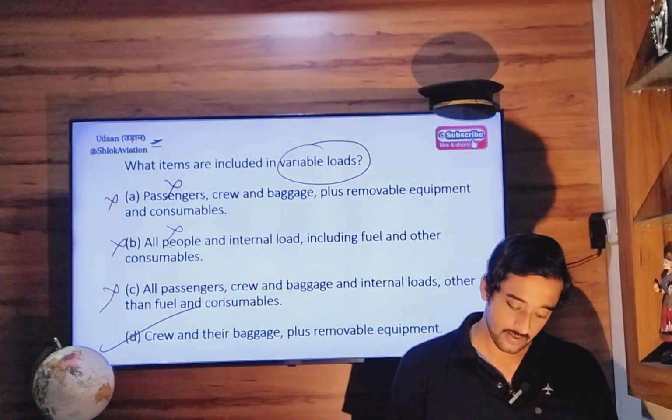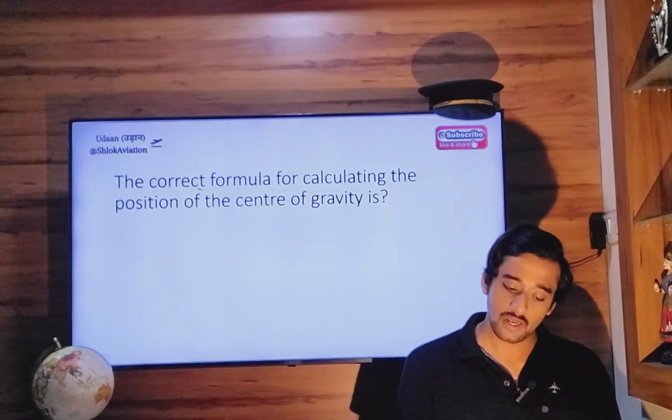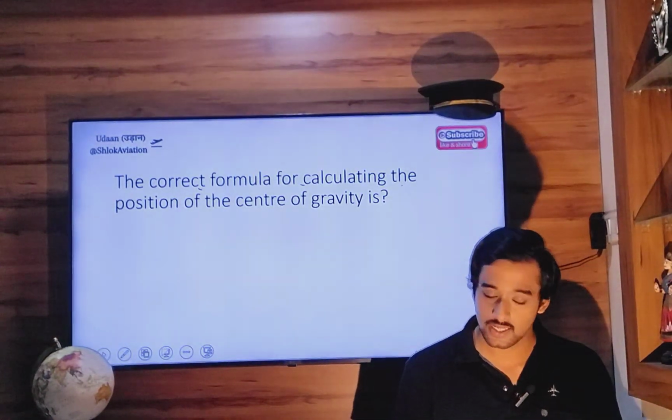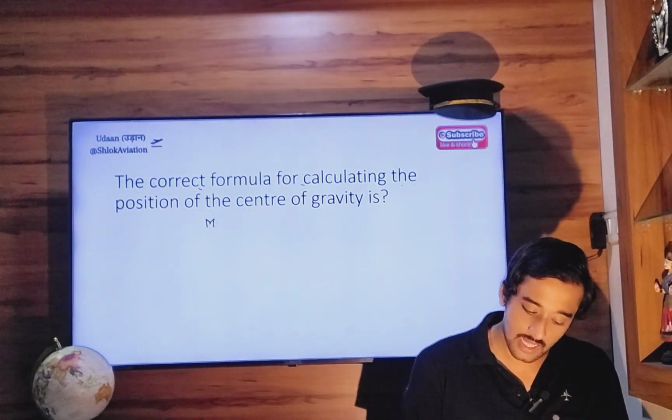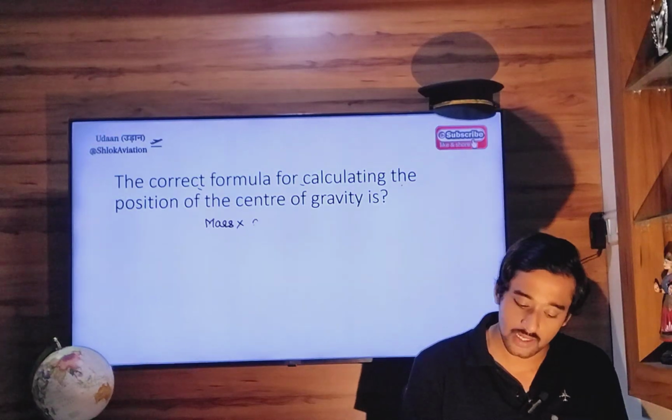Okay, next. The correct formula for calculating the CG position is, so the formula is, like I said before, mass into arm distance.